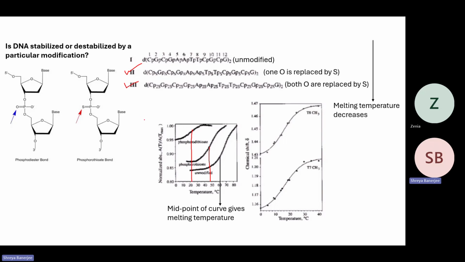That is this one. So as you go from 1 to 2 to 3, that is the unmodified DNA, to the single sulfur modification, to the 2 sulfur modification, the stability of the DNA is decreasing because the melting temperature is decreasing. So this modification is destabilizing the DNA.